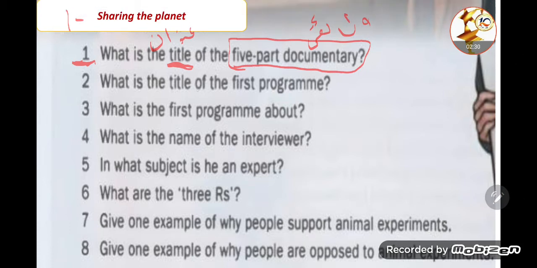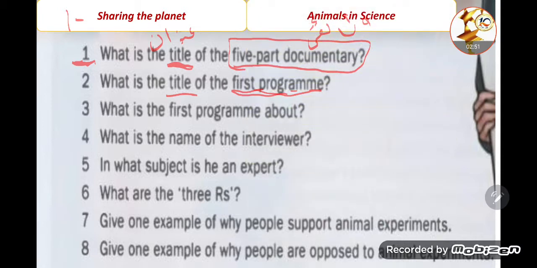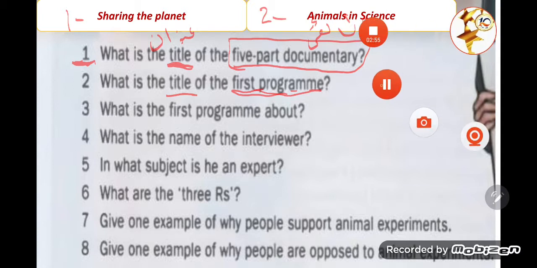Now number 2. What is the title of the first program? So now there is a difference. I don't want the full documentary title, but I need the first program title. Okay, the first program's title, which was Animals in Science. Animals in Science. Let's see the answer. So this is number 2. Please write it down beside the question. You still have space to write.